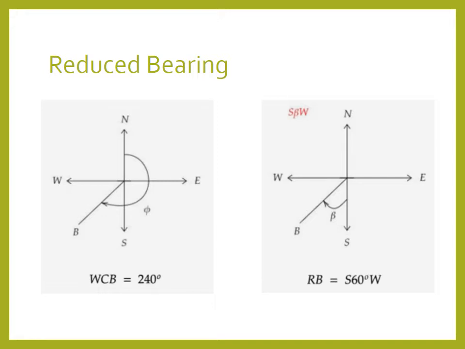Then I have to calculate the angle between the south direction and the line B. From the south direction I have to calculate how much B is tilted, and it is around 60 degree. In further slides I will tell how this 60 is arrived. So now the reduced bearing will be south 60 degree west.